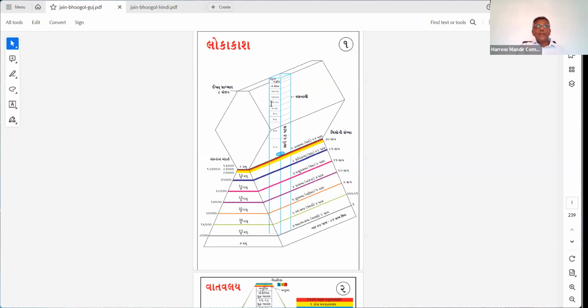So all the heavenly beings reside in the Trasnali. The Trasjeev also reside in the middle here, and also at the bottom, the Narkis, the hellish beings, reside here within the Trasnali only. They cannot be found outside of the Trasnali. Obviously, what we've said is the one sense beings can be found everywhere in the Lok, so they are also within the Trasnali. So in essence, the one sense to the five sense beings can all be found within the Trasnali, and outside the Trasnali there is only one sense beings.